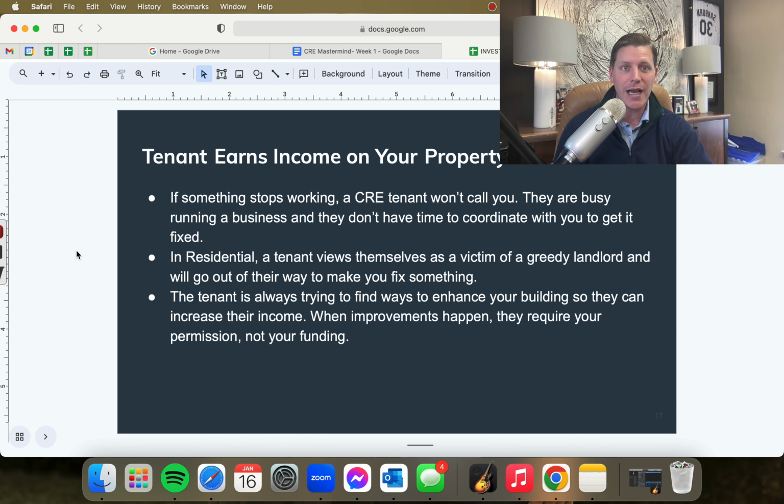On the residential side, you've probably experienced it if you own any single families. A tenant views themselves as a victim. You're the greedy landlord. You're the mustache guy from the Monopoly game. They're going to go out of their way to call you so you fix it because you're the rich guy. It's not fair. The world is out to get me. You know, that same song and dance we've all experienced, versus, again, I just think of my own tenants that are just business owners.